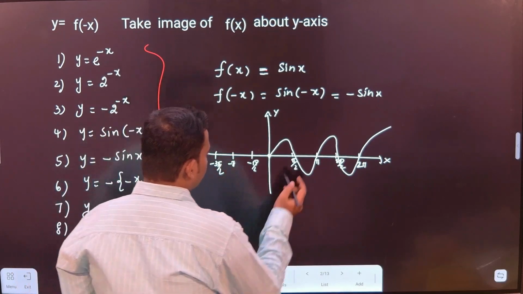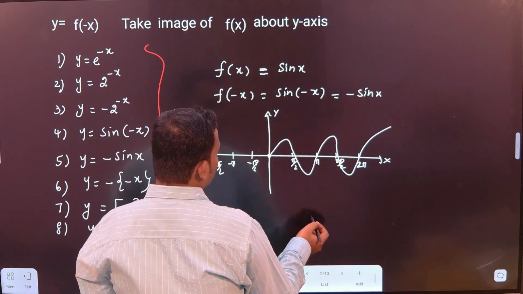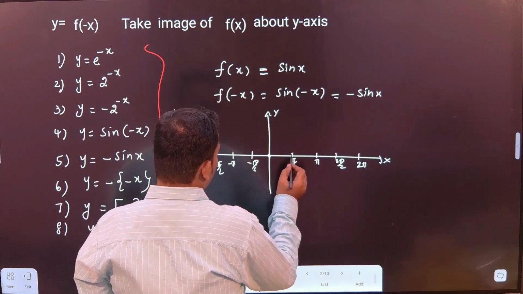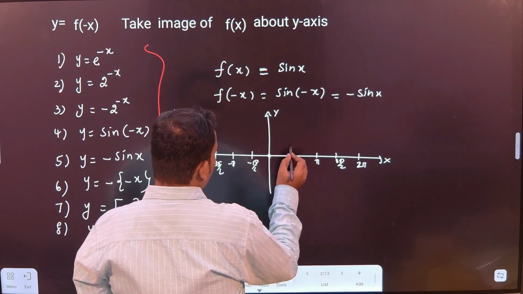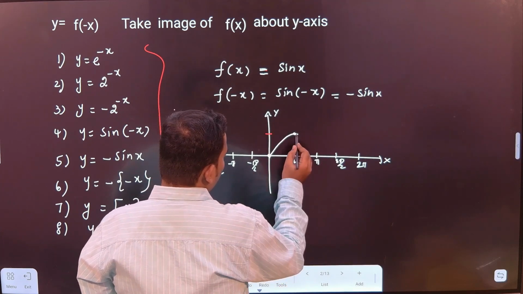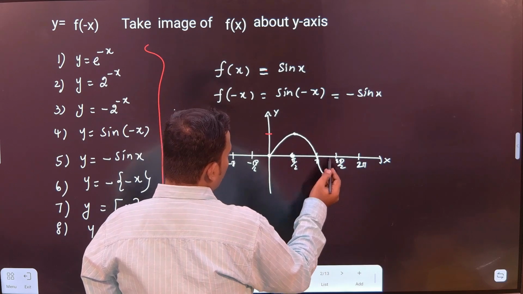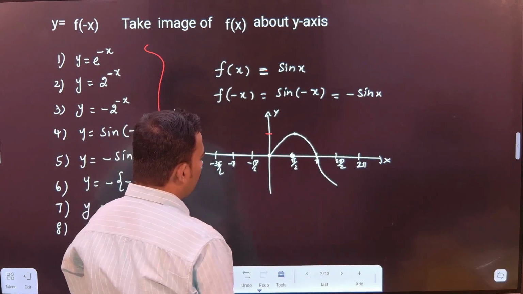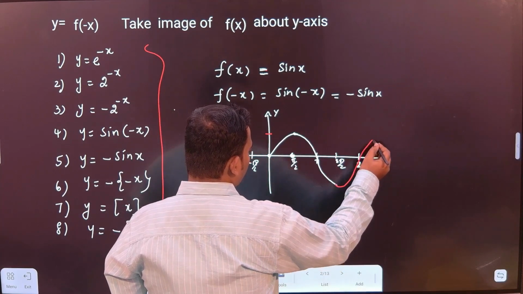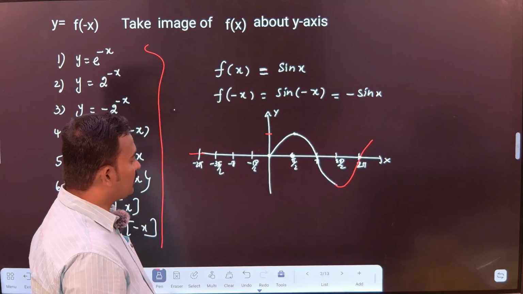You can see sin pi is 0, right? One minute. When you take sin pi by 2, it will be 1, right? Sin pi by 2 is 1. So when you take this one, sin pi is 0. When you go downwards, sin 3 pi by 2 will be minus 1, right? Then again you can go back to sin 2 pi. You can see that this is your original graph of sin x, right?